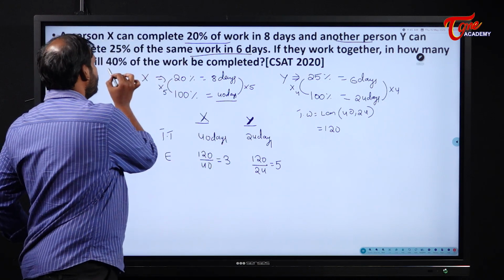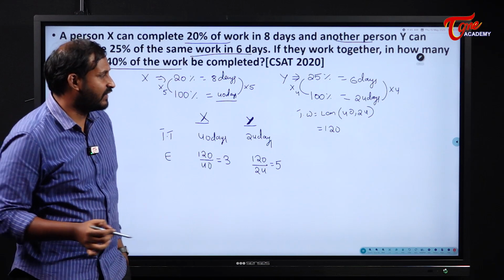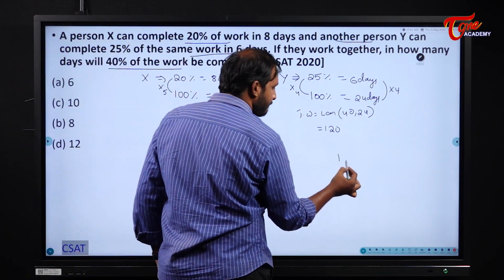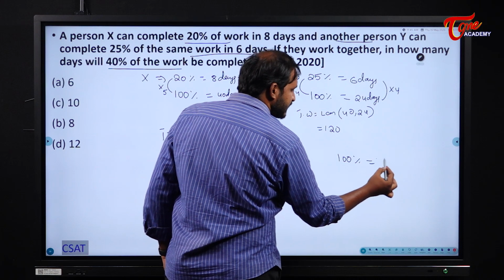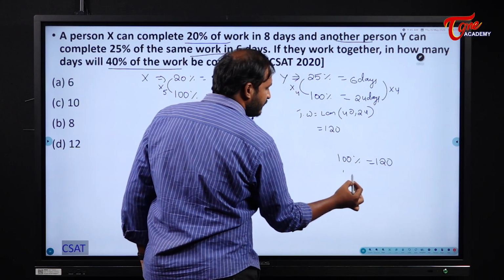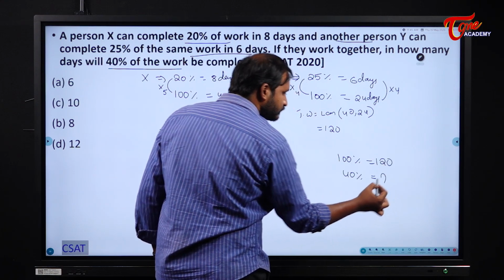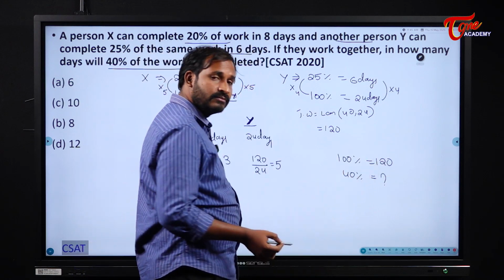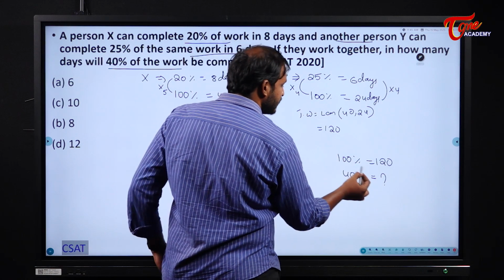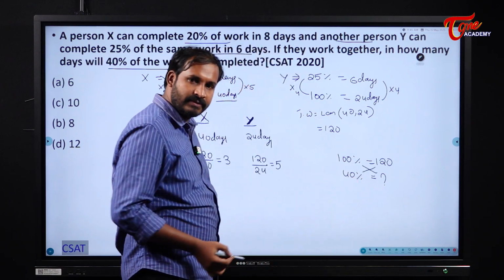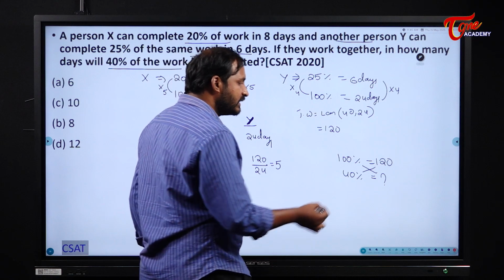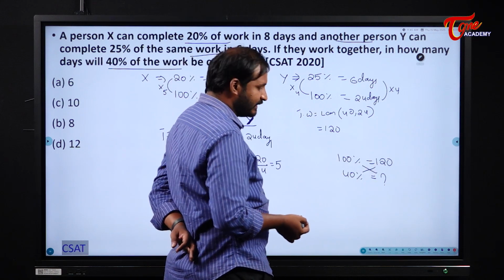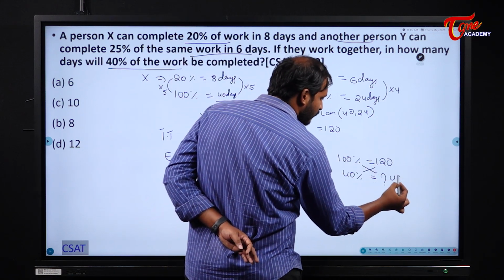Now, are they asking us the complete work? No. 40% of the work. See, if 100% is 120 work, then 40% will become what? If you observe carefully, you can do that one. Cross multiply it and try to do it. What will you get here, students? 48. If you solve it, you will get 48 work.